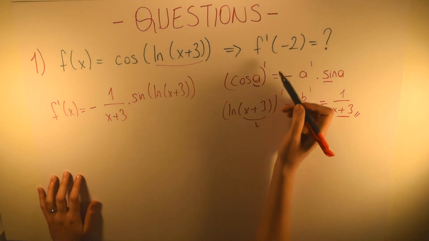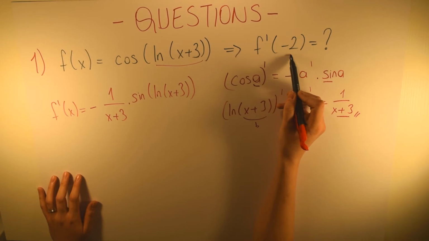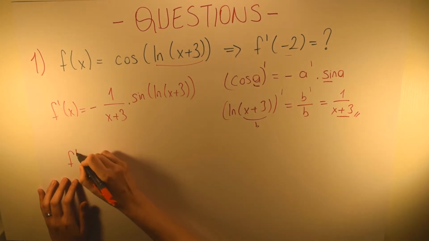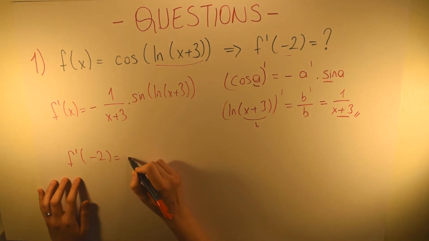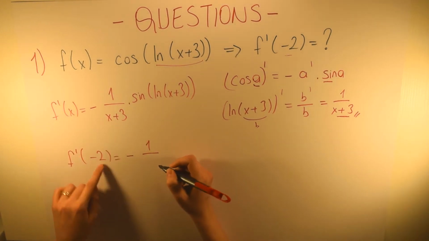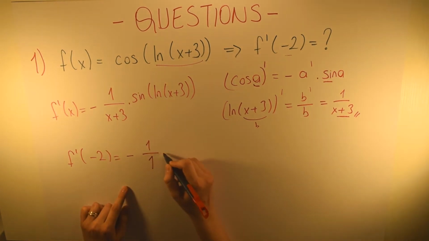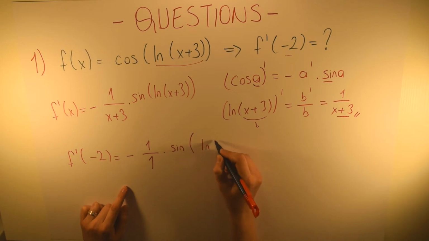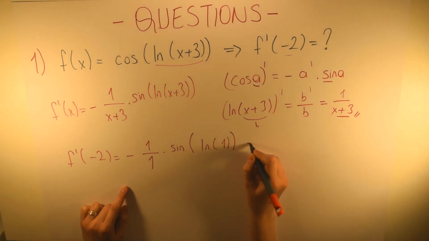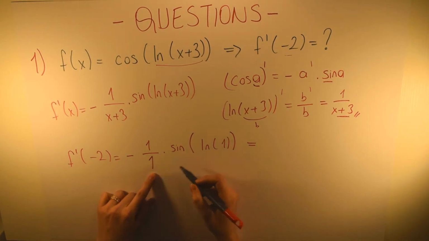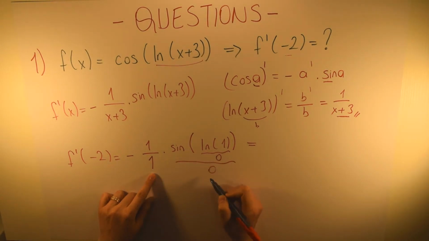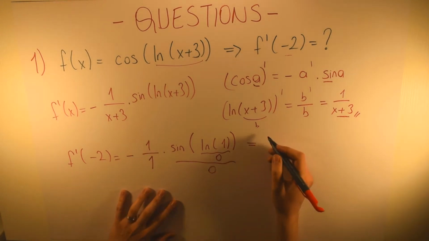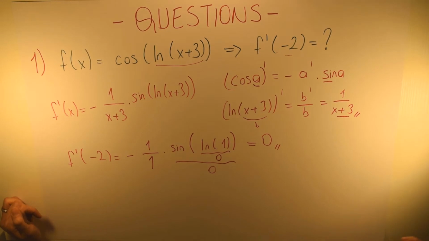Okay, so what was the question? The derivative of f at minus 2. So let's put minus 2 instead of x here. It is equal to minus 1 over, when I put minus 2, minus 2 plus 3, which is 1, times sine of ln of minus 2 plus 3, which is ln 1. Of course ln 1 is equal to 0, and sine 0 is equal to 0, so 0 times any number is equal to 0. So 0 is our answer for our first question.